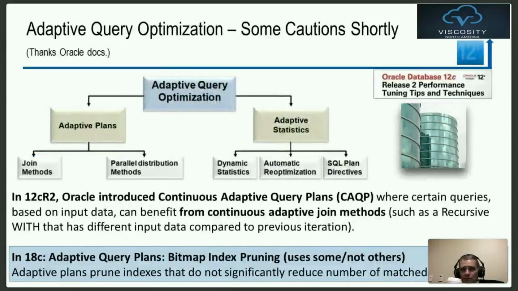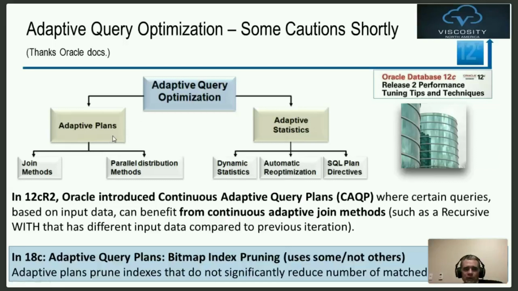Something new in 12c release 1 is adaptive query optimization. I'm going to show you some cautions a little bit later on this, just so you know. And then you'll see some enhancements in 12.2. I'll let you know those right now. So in 12cR2, continuous adaptive query plans, where I can use a recursive with different input values compared to the previous iteration. So that's kind of a new benefit. And then in 18c, adaptive will actually do bitmap index pruning. But the main thing it does in 12.1 is something called adaptive plans.